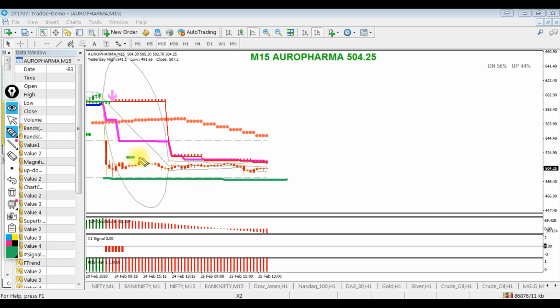You can see it was in a small consolidation. If it breaks out of this consolidation, again it will go back to the previous high. There is some bad news, but as per the chart structure, it may go back to that particular level. We don't know what news is going to come. So be careful regarding pharma stocks.